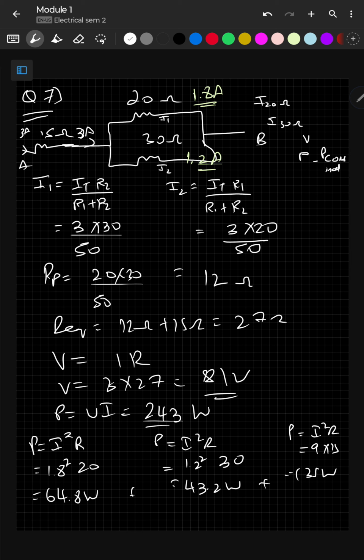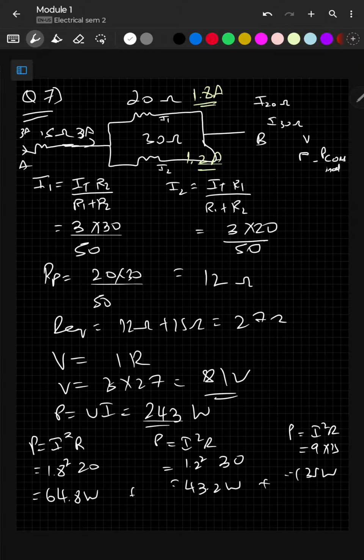So what did we do? The question was easy. We have to find I through 20 ohm, I through 30 ohm. That we understood it's a parallel circuit, so we used current division rule. We found a total voltage, that is normal equivalent resistance type question. The total I was given, R equivalent was there, so we could find V using that formula, V equals to IR. Power we had to find.